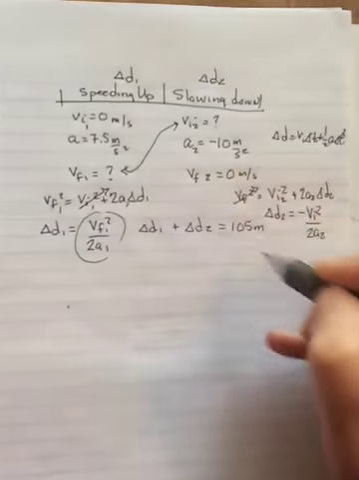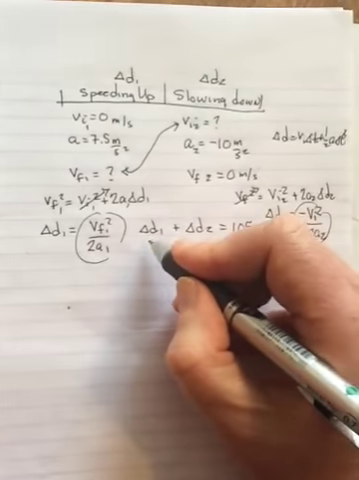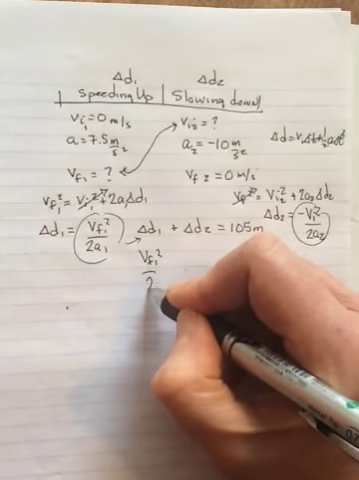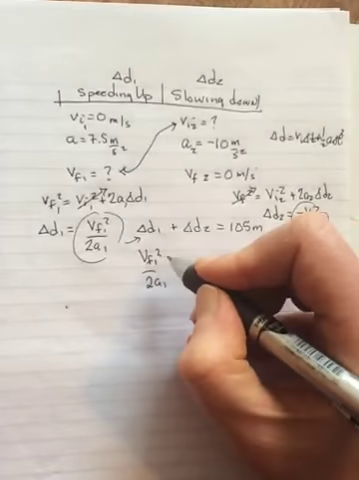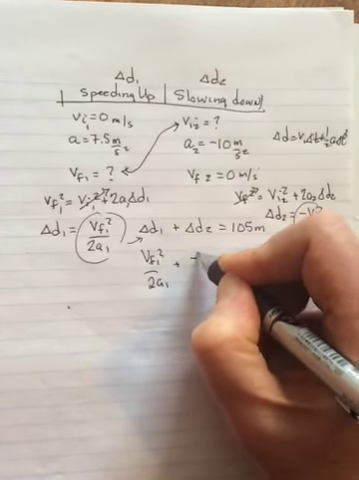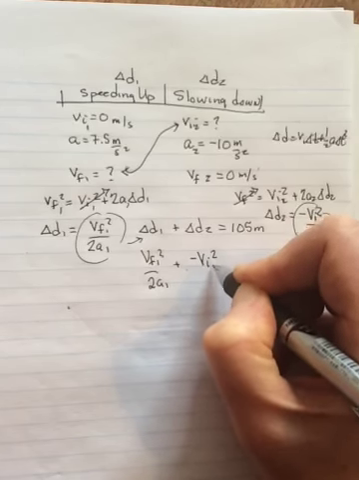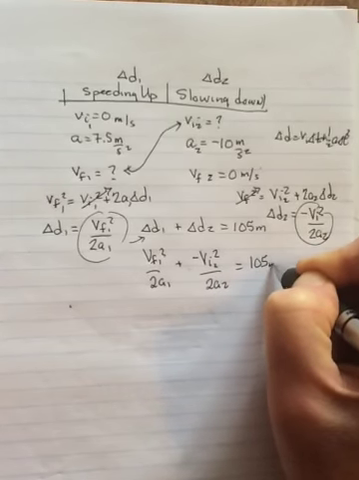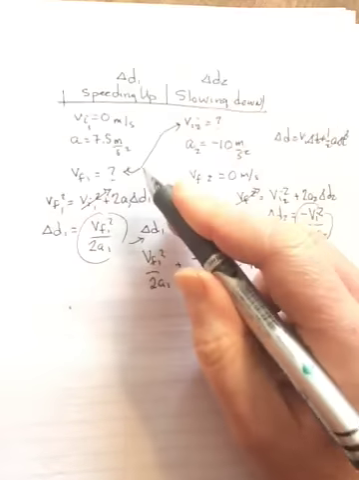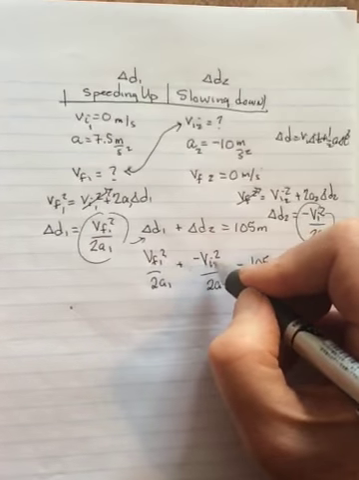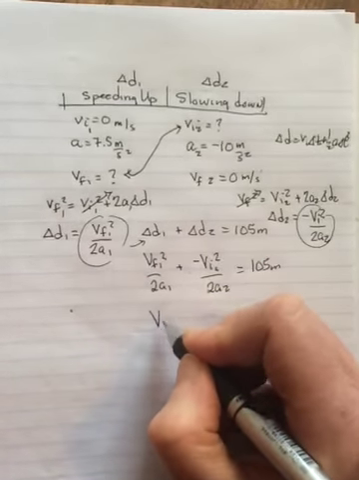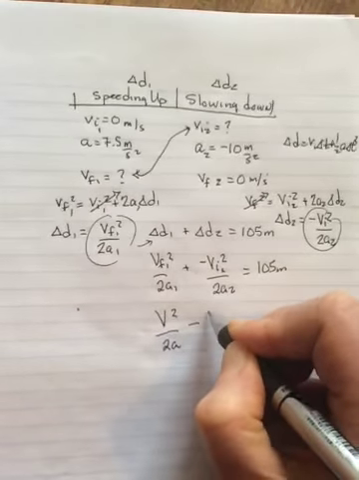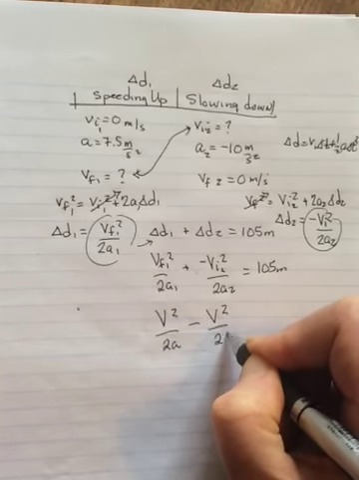So now we can take both of these and fill them in here. So where D1 is, we can write VF1 squared over 2A1. And where D2 is, we can write plus, but it's really a minus, VI2 squared over 2A2 is equal to 105 meters. Now the thing that's important is this part. The VF1 is the same as the VI2, so I can actually just write it as V squared over 2A, pull this minus out here, V squared over 2A.